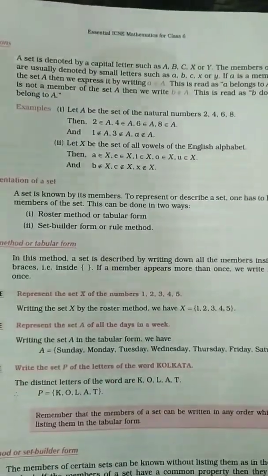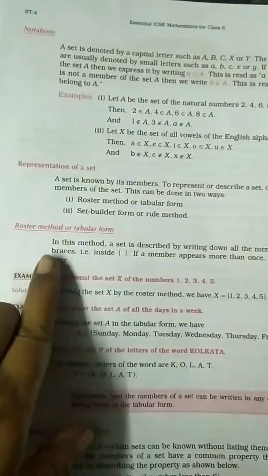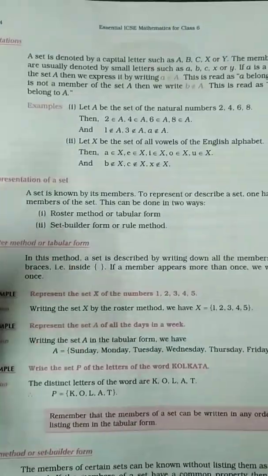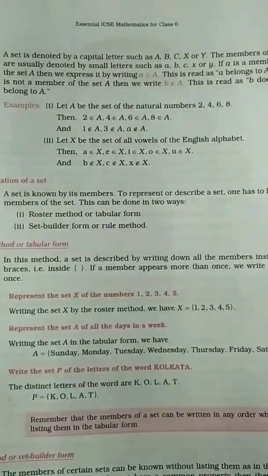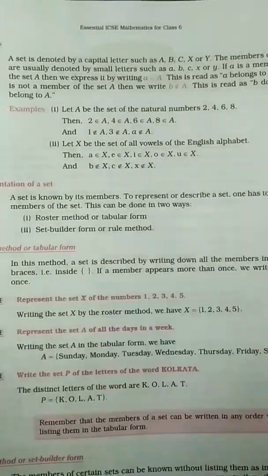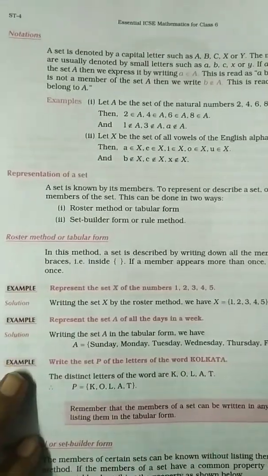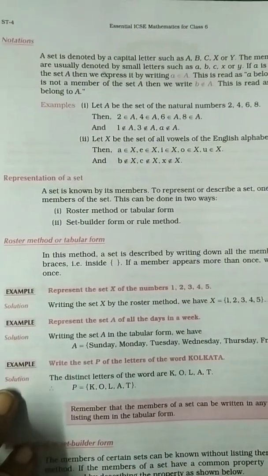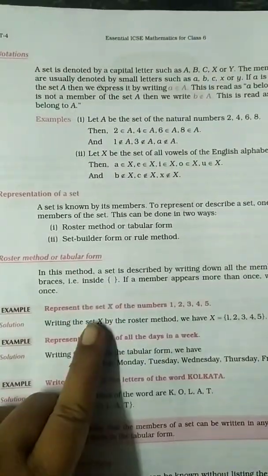And representation of set. Today we are going to learn how to represent a set in two ways. Two methods also we can say. First method is roster method or tabular method. Two ways we can define a set. One is by roster method or tabular method. Another one is set builder method.